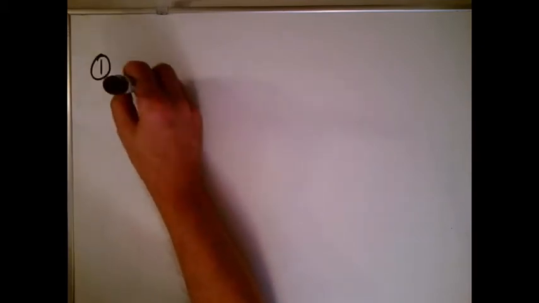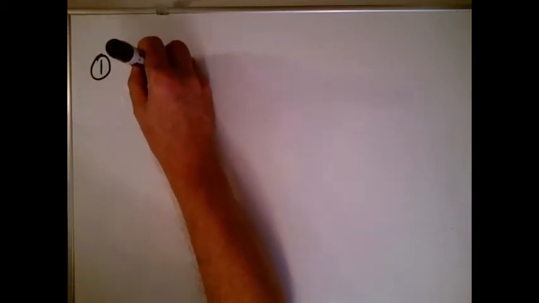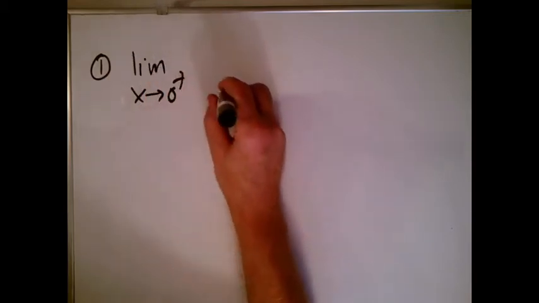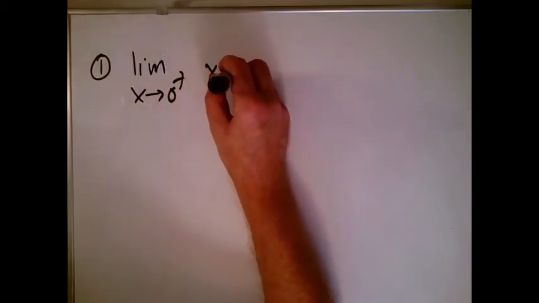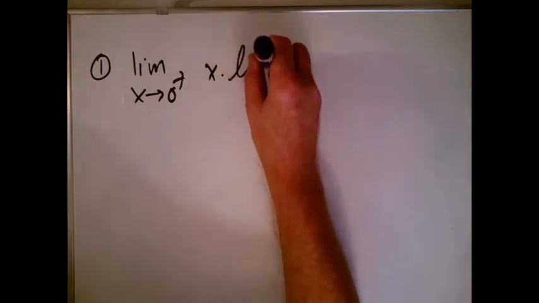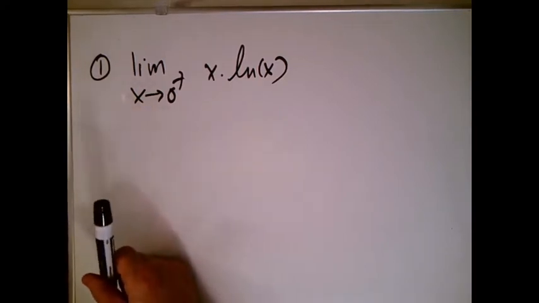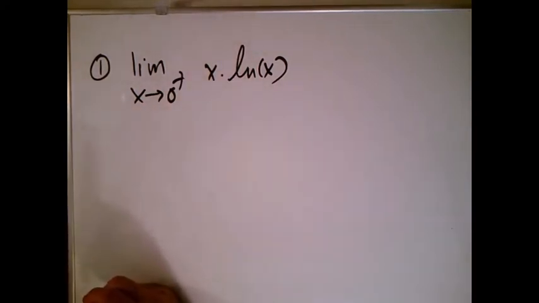So I want the limit as x goes to 0 plus. You'll see why the plus is there in just a second. I want x times the ln of x, just like that. Now, here's the thing: I can't say the limit as x approaches 0, because ln of x isn't even defined to the left of 0.